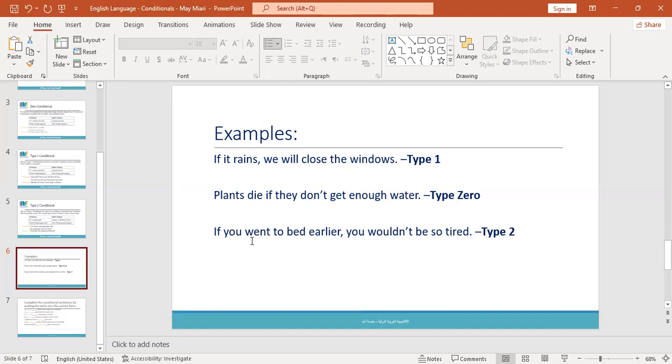And in order to change it to a past tense, we have to change the whole verb, and the verb go becomes went. For the main clause, they used wouldn't or would plus the base form of the verb, which is be. In this case, we are using type 2 conditionals.